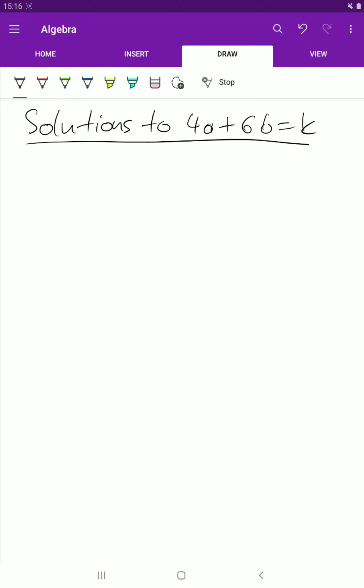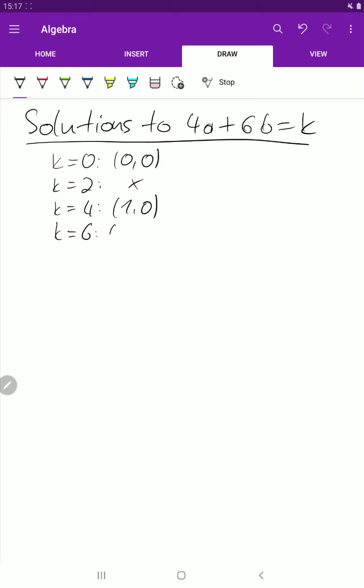Okay, let's start with the first observation. So let's take k equal to 0. Then we get the equation 0, so a and b are 0. For k equal to 2, we get no solution. For 4, we get 1, 0. And for 6, we get 0, 1. And of course, up to now, we don't get any more solutions, just the ones I've written down.